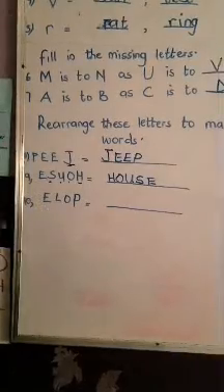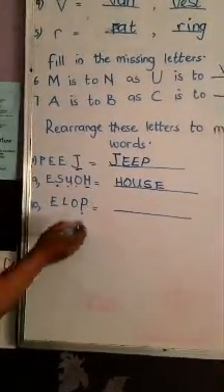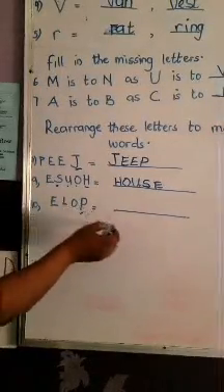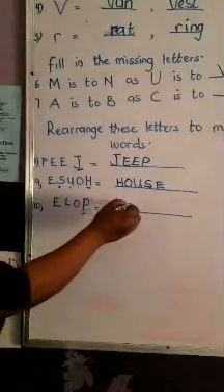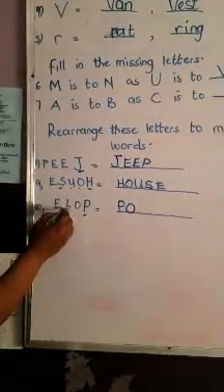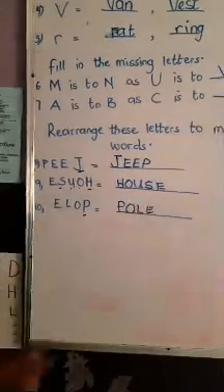Now let's go to the last but not the least, the number 10. Now we are starting from the first letter here, and the letter is what? Letter P. And the next one is what? Letter O. The next one is what? Letter L. And the last one is letter E. And it gives us pole.